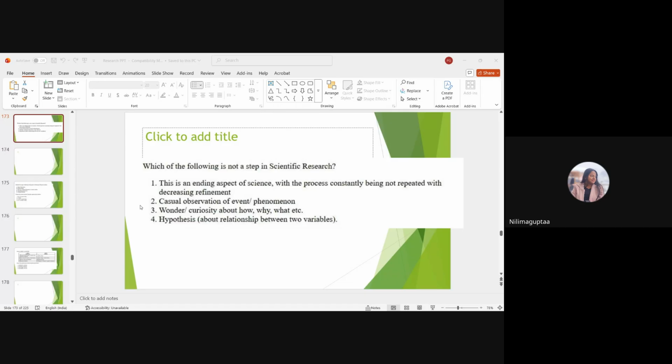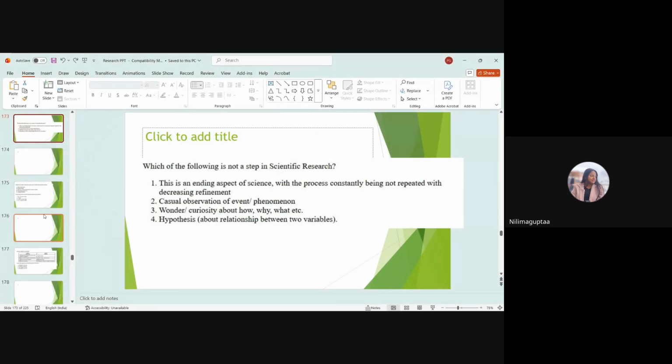So it is completely against the principles of our research. Then second is, yes, research is casual observation. The day before yesterday when we started, I told you, there are so many casual observations that we make, and all of them are part of it. And obviously wonder, curiosity about how, when, and why. And hypothesis is an integral part of the research.